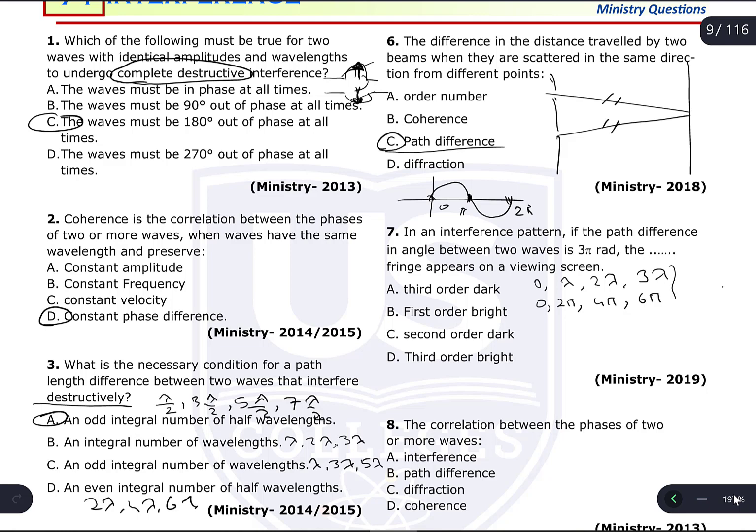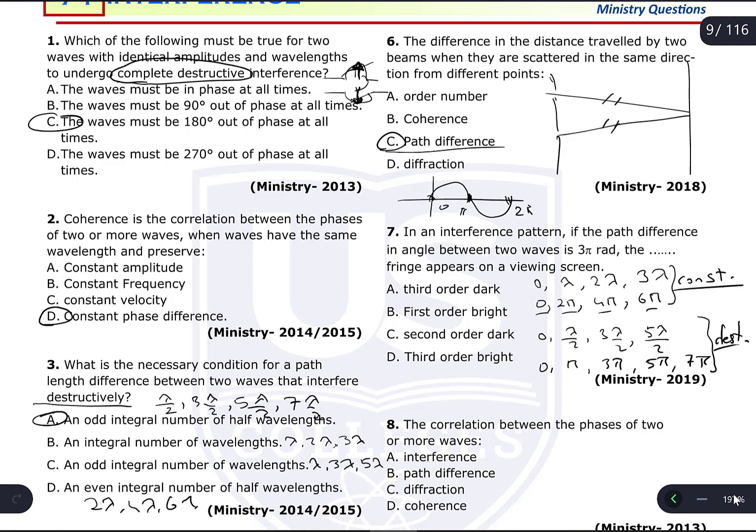As you see, for constructive interference, the phase angle difference between two sources must be 0, 2 pi, 4 pi, 6 pi, 8 pi, which is an even integer multiple of pi. But for dark fringes or destructive interference, the path difference is 0, lambda over 2, 3 lambda over 2, 5 lambda over 2, and so on. So if instead of each lambda you write 2 pi, it becomes pi, 3 pi, 5 pi, 7 pi. It goes on this way. This is for destructive interference.